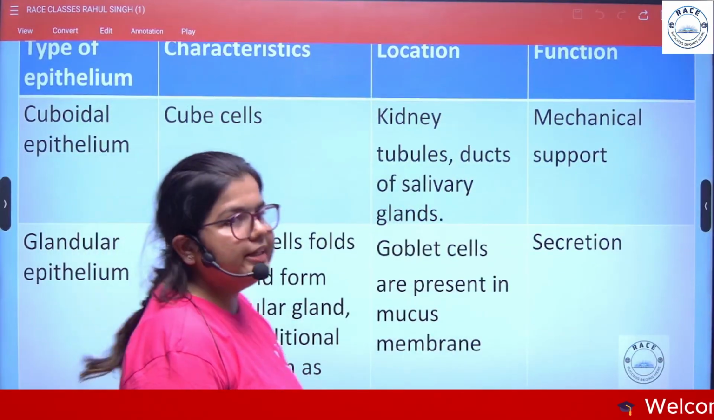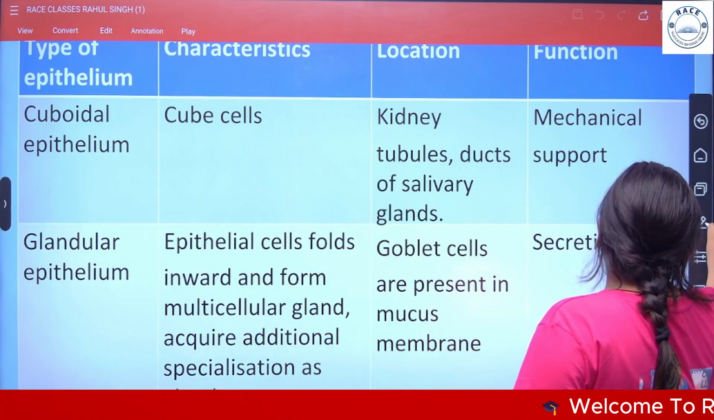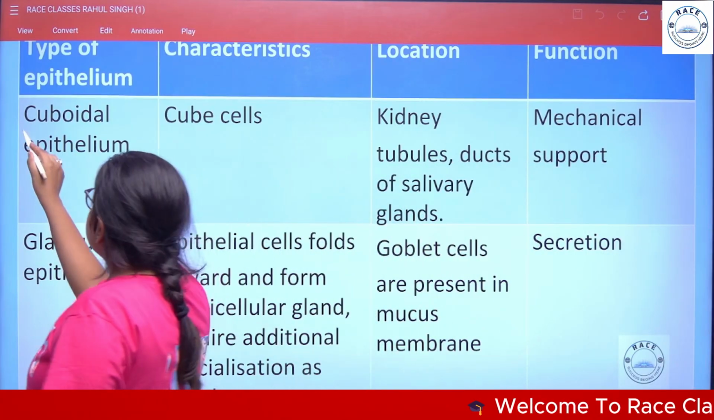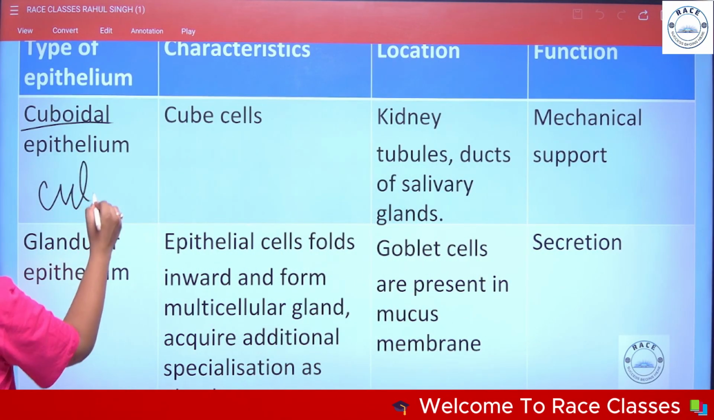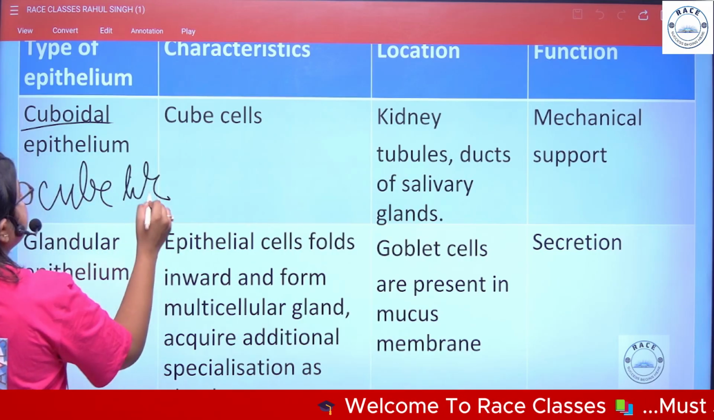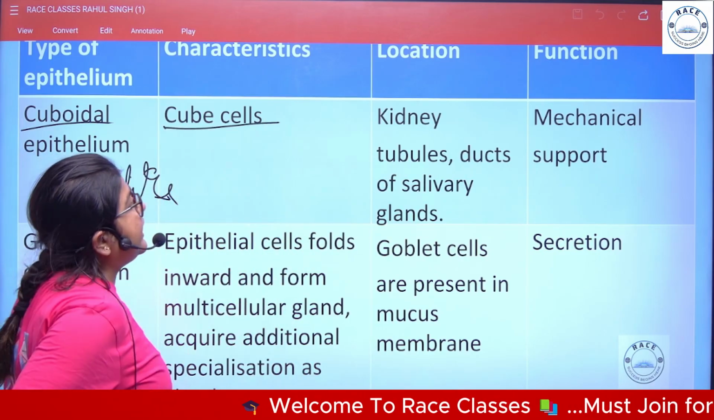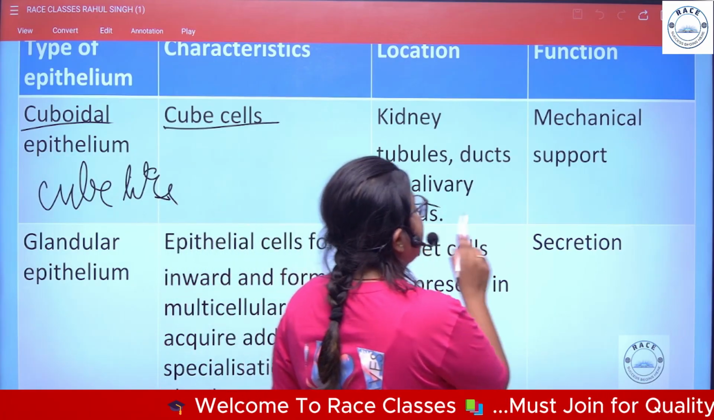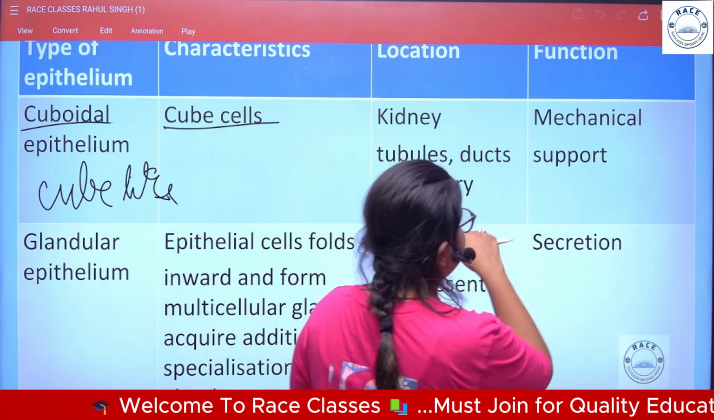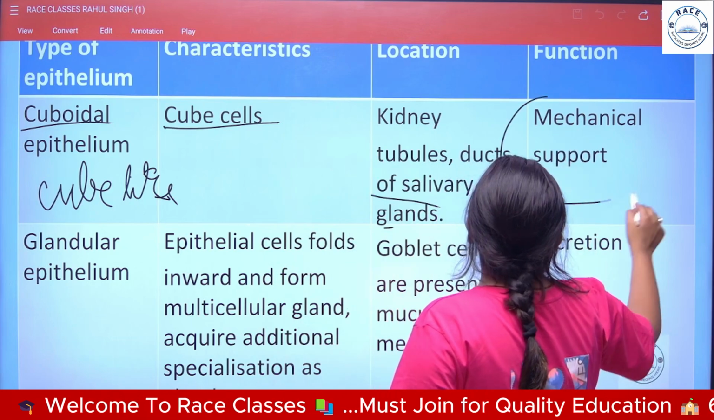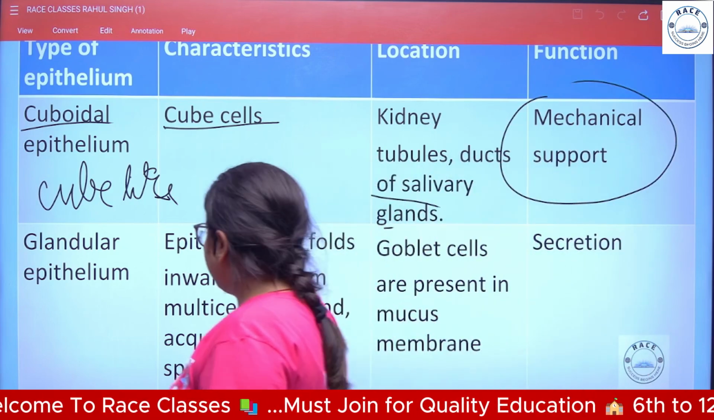Then comes cuboidal epithelium. The word cuboidal itself signifies that the cells are cube-like. So cube cells: kidney tubules and ducts of salivary glands are the examples. This is the place where this is present, and here they provide mainly mechanical support.